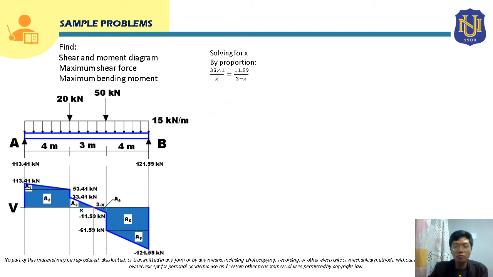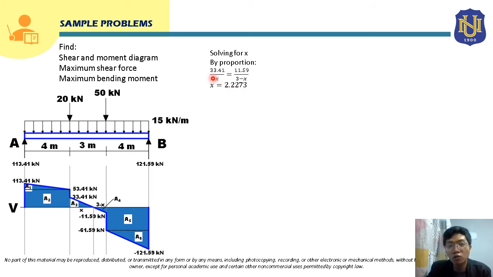Okay, so we can solve for x using shift solve. We can interchange the numerator and the denominator so that the calculator can easily give the answer. So we can say that x over 33.41 is equal to 3 minus x over 11.59. Solving for x, that will be 2.2273. This is the value for x, 2.2273.